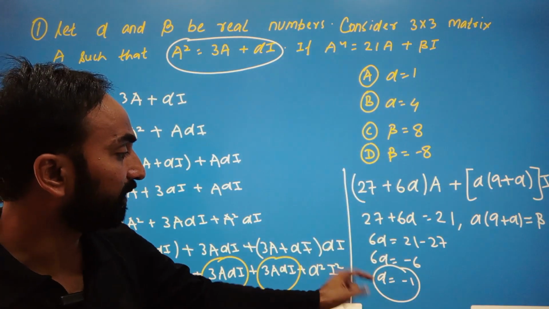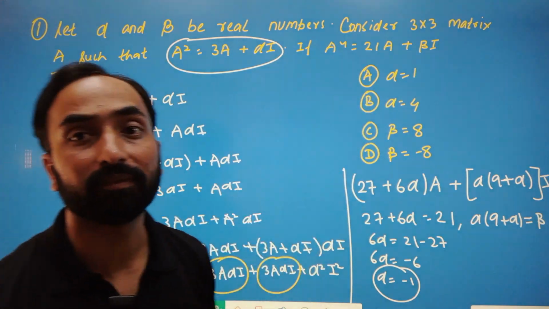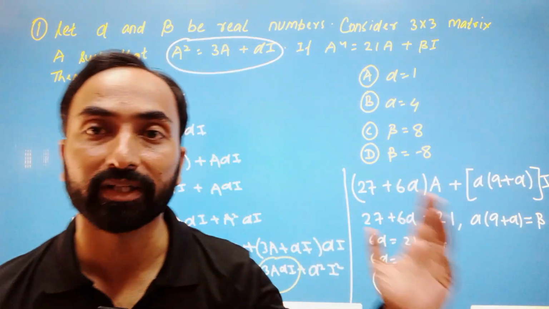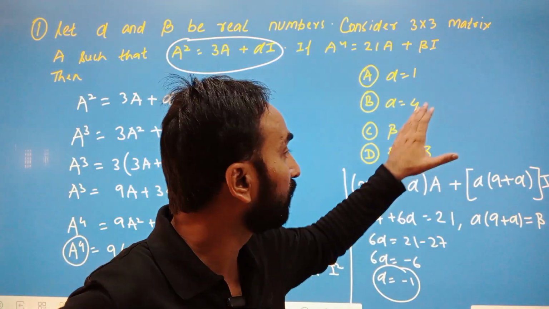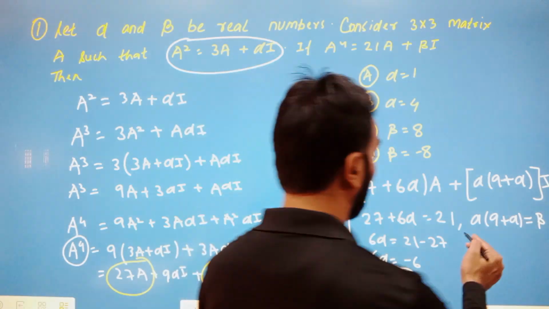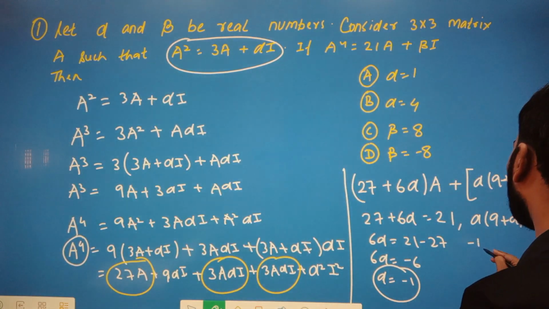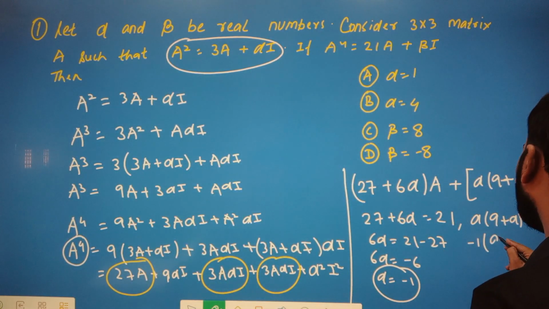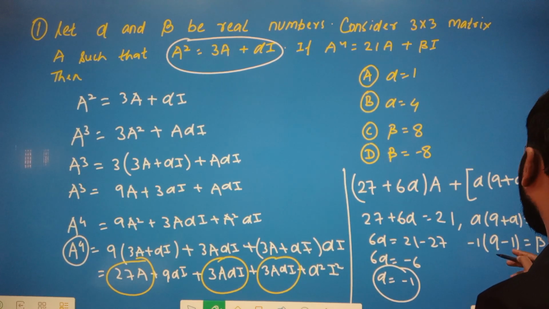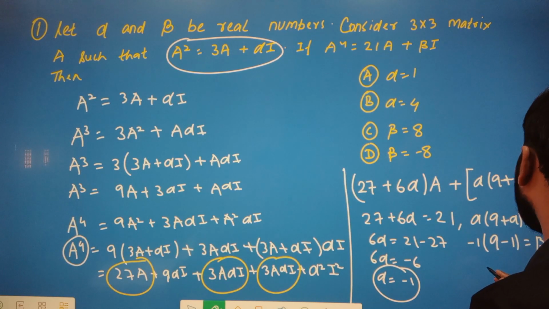Alpha is equal to minus 1, we got the value, but alpha is equal to minus 1 is not given in the question, or sorry, the option, right? Alpha is equal to minus 1 is not given in the options. So now we have to look for the value of beta also, right? Once we got the value of alpha, we will put the value of alpha as minus 1. This is 9 minus 1, and 9 minus 1 is nothing but 8, and 8 into minus 1 is what? Beta is equal to minus 8, right?